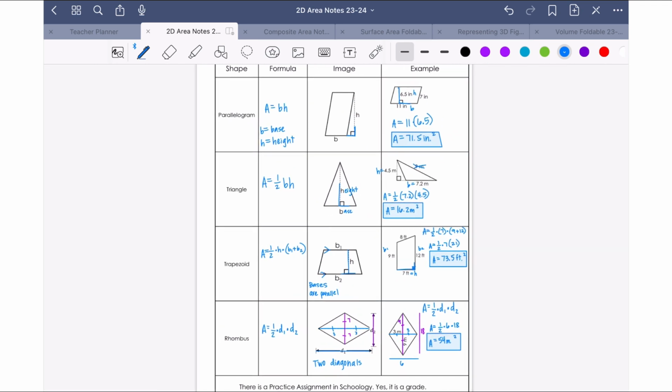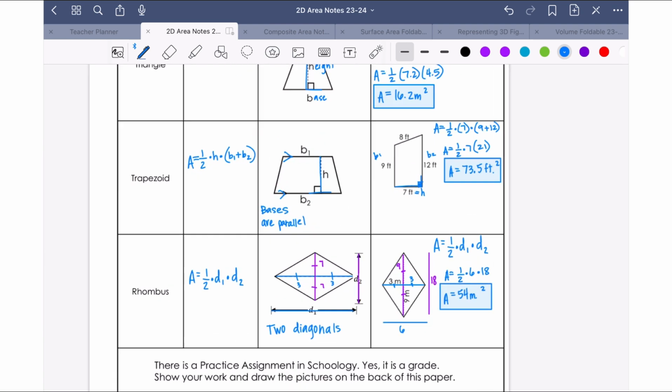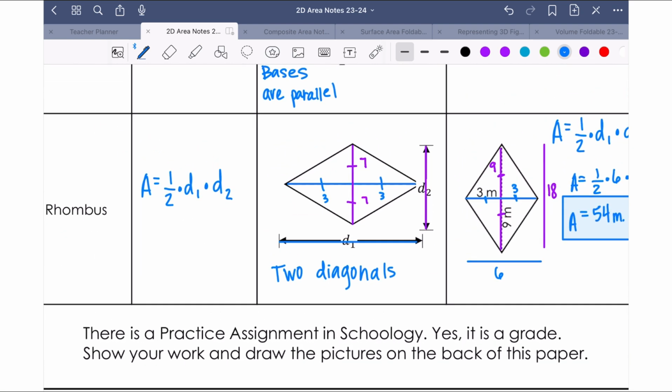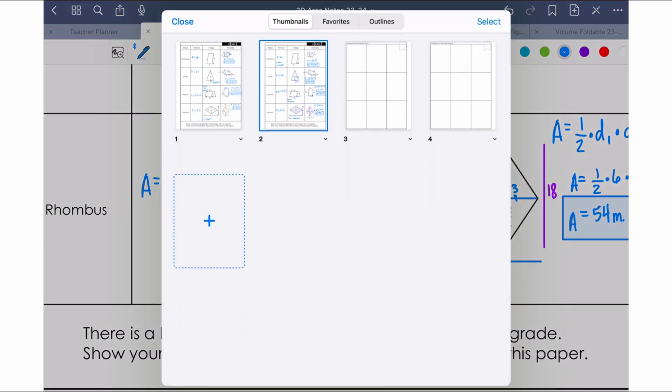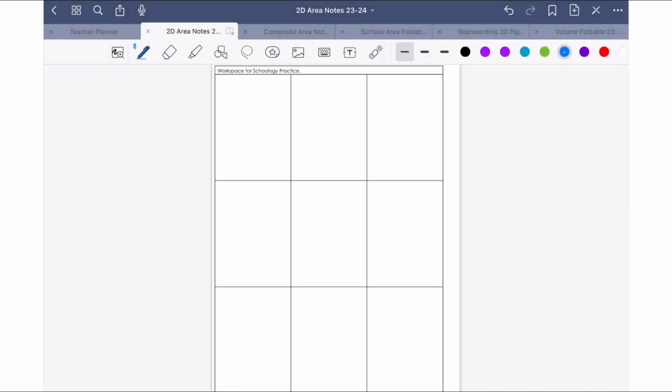So you have all of these filled in now. There's a Schoology assignment that you're going to be working on. And you have some area on the back to show your work for your Schoology practice.